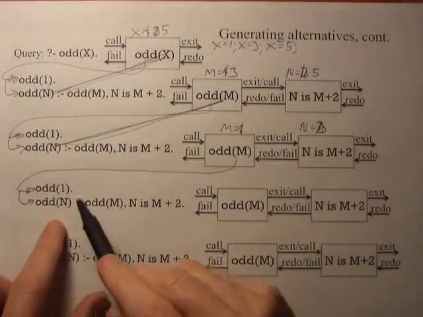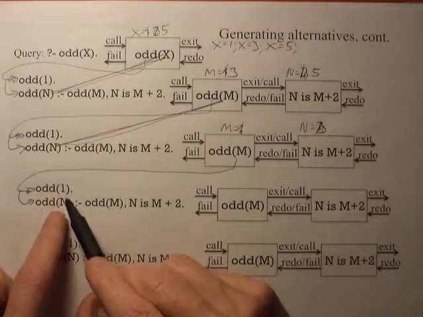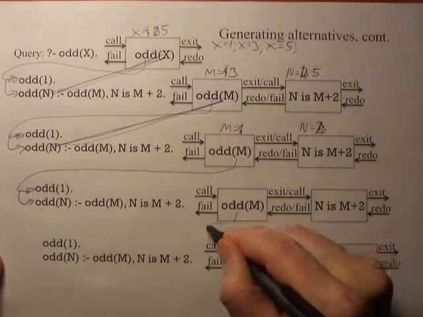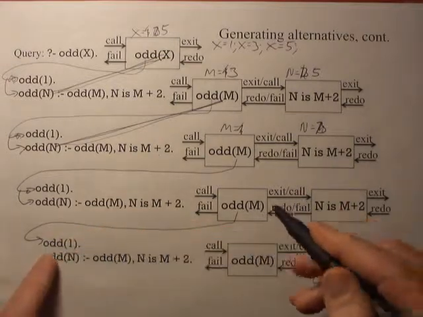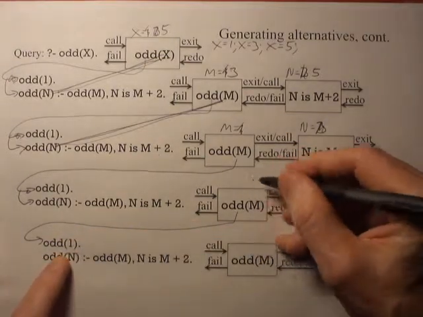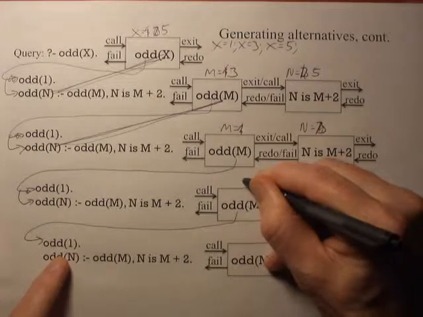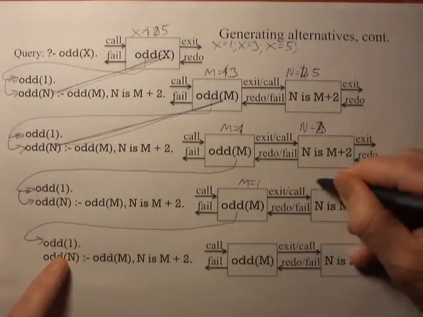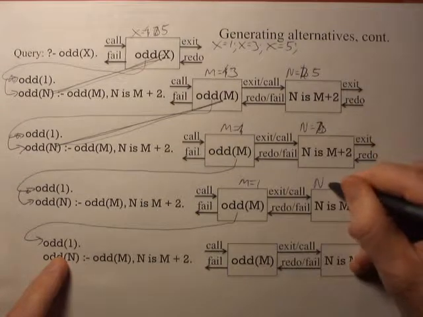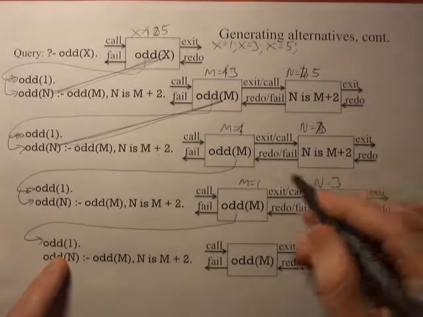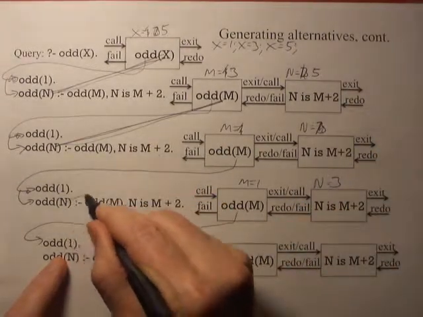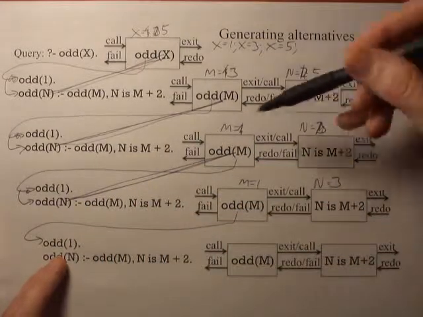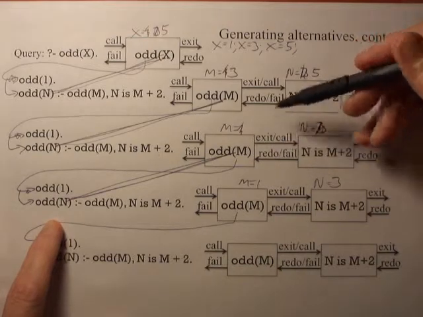But let's go ahead and work through it. So we have odd 1, or sorry, here we have odd m. It's going to be here. It's going to unify m with 1. We exit. This n becomes 3. And again, I forgot to emphasize that we have this unification between these.